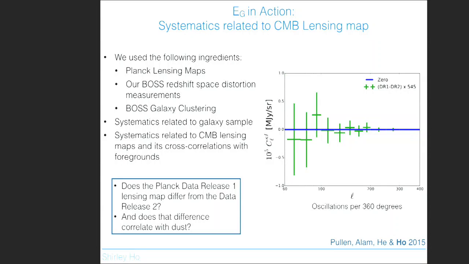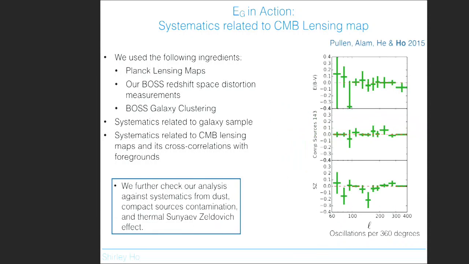The next thing we try is to take this map at 545 gigahertz that's more dust-related, you probably heard about it from Raphael before, and cross-correlate it with the difference map between the Planck lensing, and we don't see anything. And then we try many other things. So EB minus V is basically a galactic dust map. Compact sources at 143 gigahertz, we have actually many other tests, and then to test with the SZ also. So none of it has a significant contribution to possibly contaminate our EG signal.